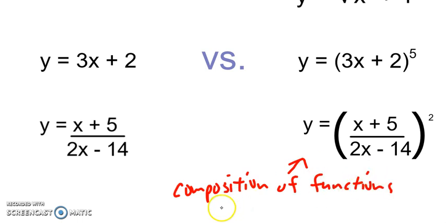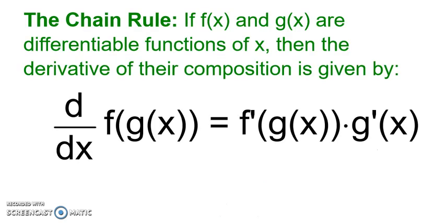So I would like to say again, you have an inside and an outside function. The inside portion is this quantity. The outside function is raising it to a power or squaring it. Okay, so an inside versus an outside part of the function. So how do we actually handle taking a derivative of something like that? Well, it's called the chain rule.